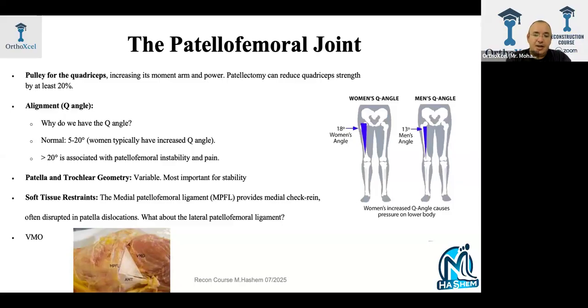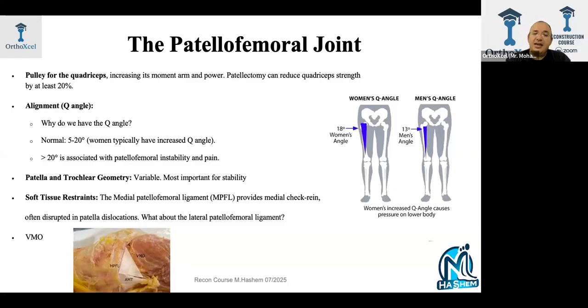So this is the Q angle. We agreed a few slides ago that the trochlear geometry is a very important point, because a high facet on the lateral side and a low trochlear facet on the medial side allow normal tracking of the patella and protect the patella from displacing or dislocating laterally. What else after the bony structure and the Q angle? The soft tissue restraints, and the most important of them is the medial patellofemoral ligament. It gives a very good medial strut to support the patella and doesn't allow it to go laterally.